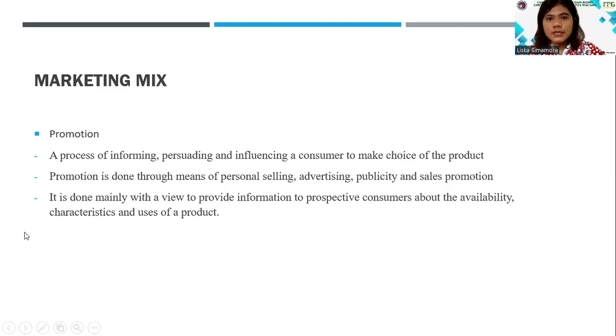And then it is done mainly with a view to provide information. So the main purpose of this promotion is to provide information to prospective consumers about whether our product is available right now, what is the characteristic of our products, or what is the use of our product. So this information should be revealed completely when we do promotion. Okay.